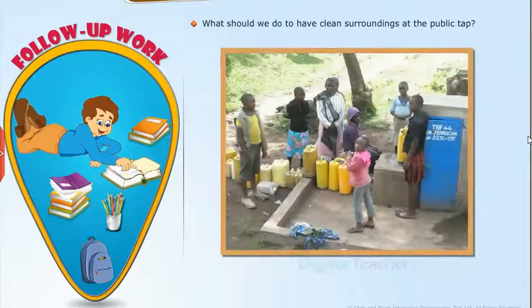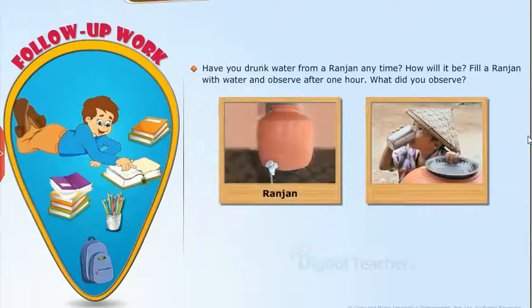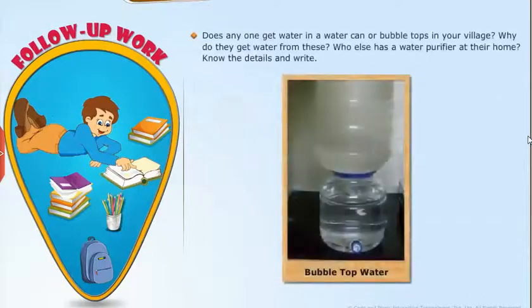What should we have to do to have clean surroundings at the public tap? Have you drunk water from Ranjan anytime? How will it be? Fill up a Ranjan with water and observe after 1 hour. What did you observe? Does anyone get water in a water can or bubble tops in your village? Why do they get water from these? Who else has a water purifier at their home? Know the details and write.